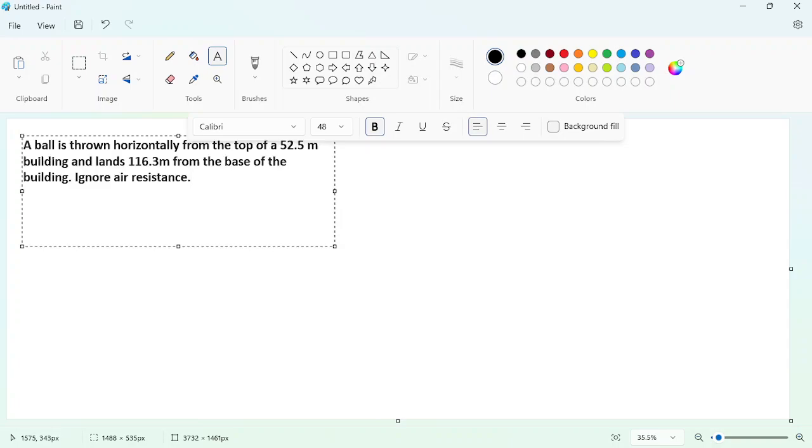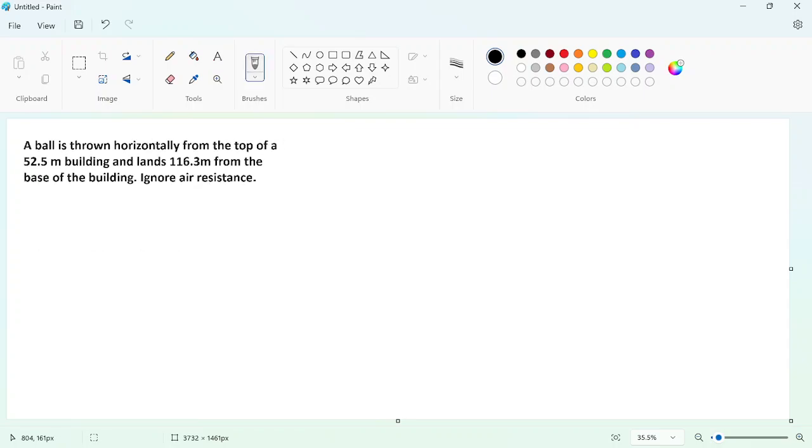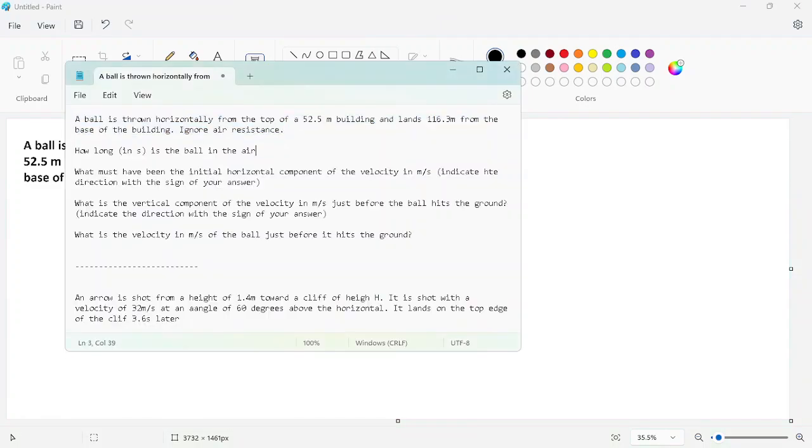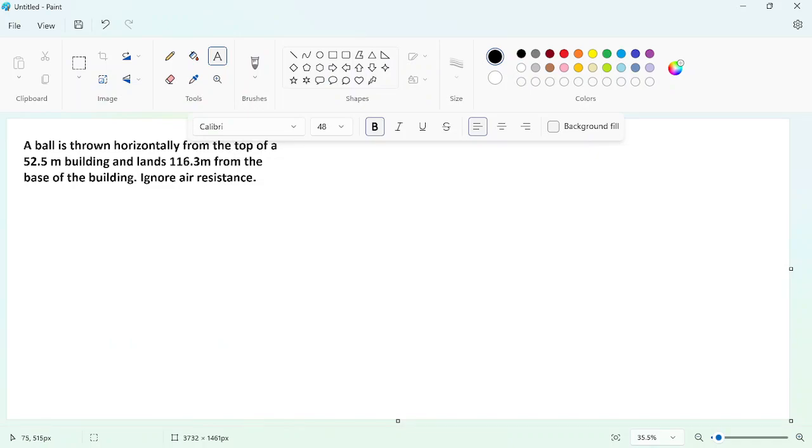Okay, a ball is thrown horizontally from the top of a 52.5-meter building and lands 116.3 meters from the base of the building. Ignore air resistance. How long in seconds is the ball in the air? That's going to be the first part of this problem.